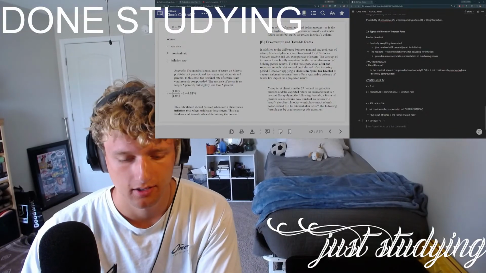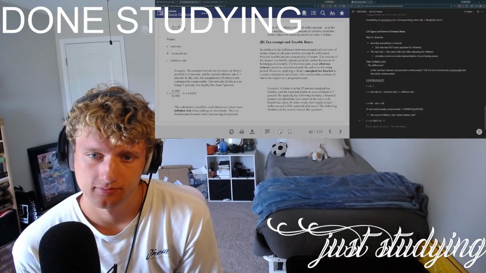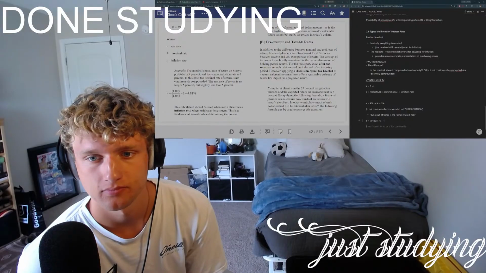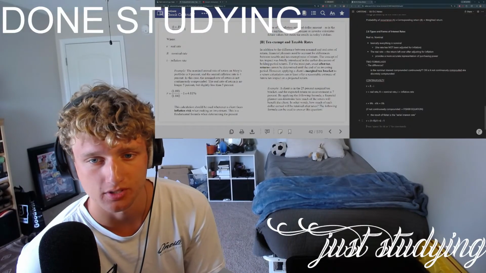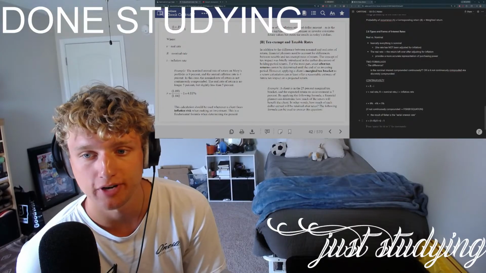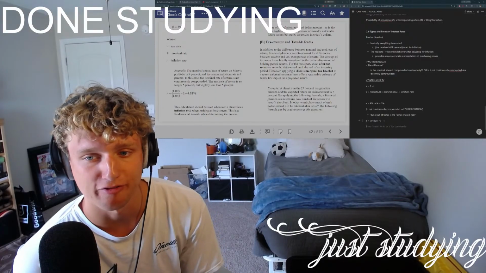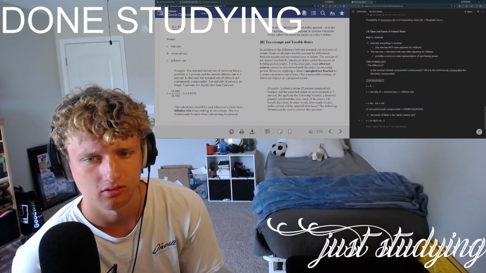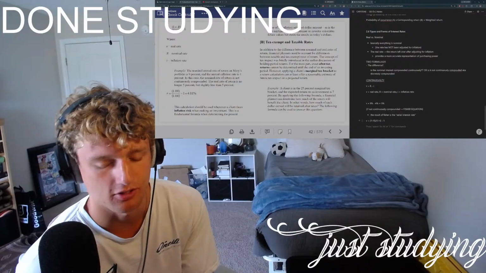Example. The nominal annual rate of return on Mary's portfolio is 9%. The annual rate of inflation is 4%. In this case, the nominal rate of return is not continuously compounded. The real rate of return is no longer 5%, but slightly less than 5%. Okay, 4.81%.